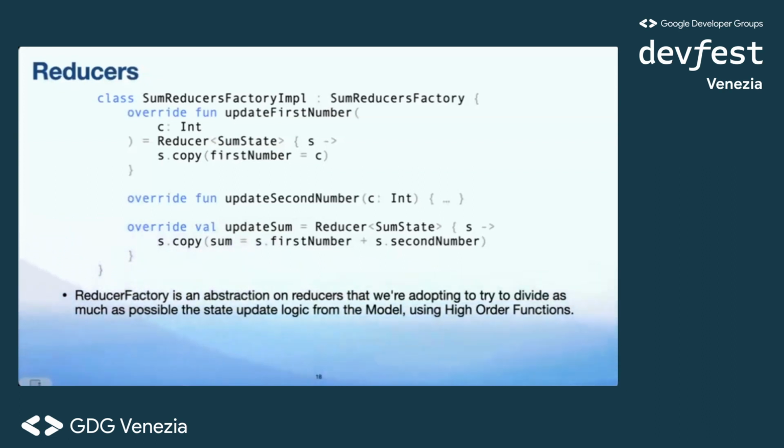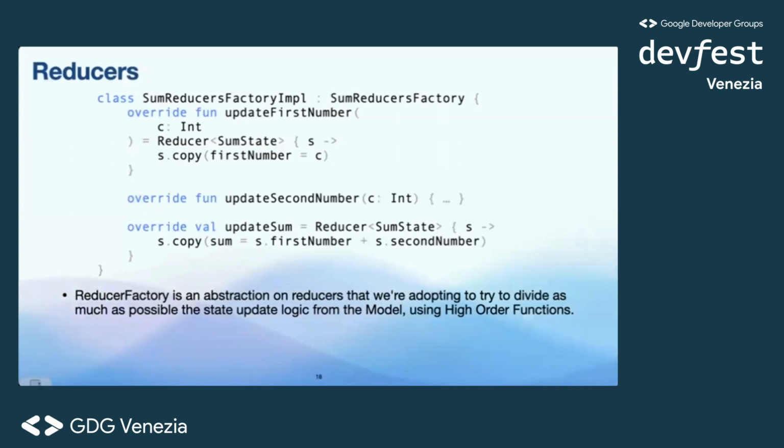So the reducer factory is just an abstraction on reducers that we're using to try to divide as much as possible the state update logic from the model. So you don't have to do this. This is just our way to implement things, and I think it's best to keep them separated. And we use higher-order functions, which are functions that take another function as input and/or return another function. I said functions too many times, but yeah.